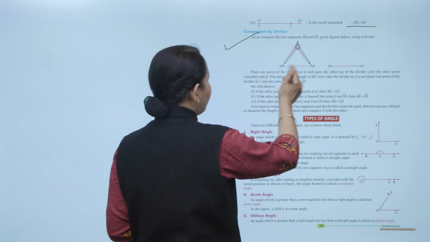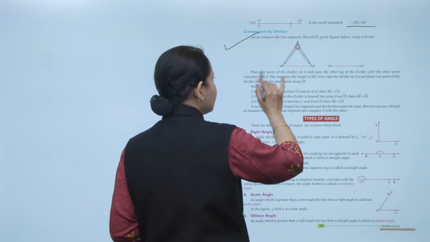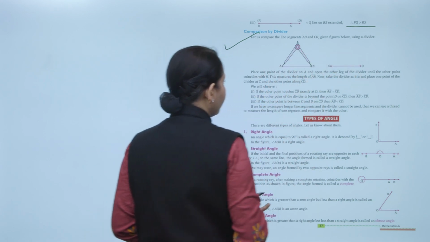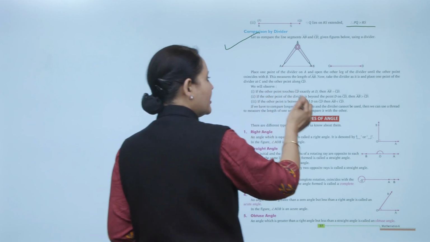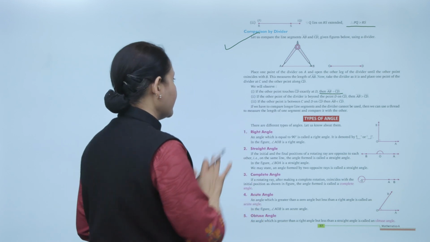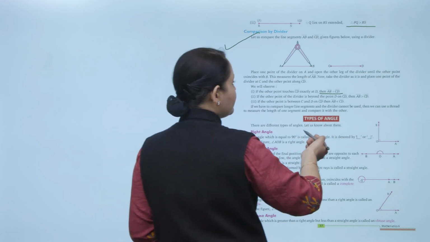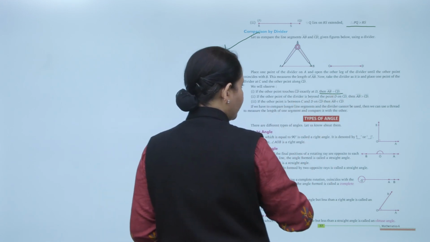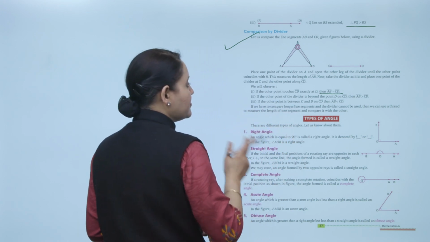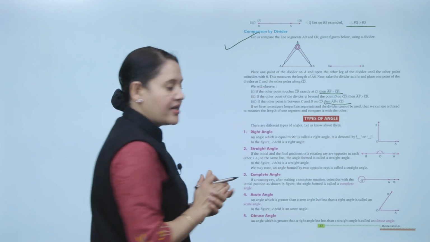We will take a divider and to measure AB, what we'll do? We'll put one end here and stretch it till B, and then we'll put it on CD. If the other point touches CD exactly at D, then AB equals CD, means both are of equal length. If the other point of the divider is beyond D, D के बाद है, that means AB is greater than CD. If the other point is between C and D, that means AB is less than CD. Clear? So this way we can compare.